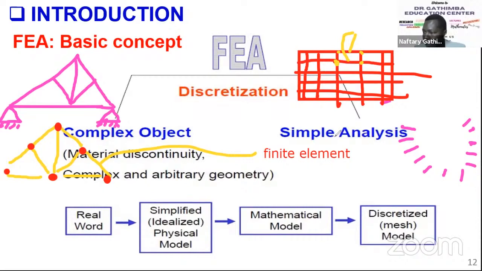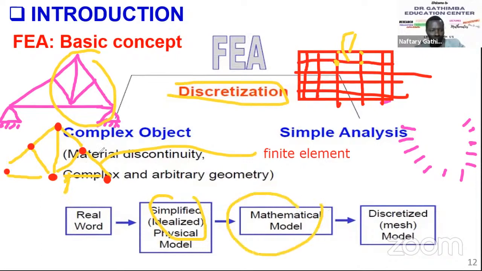Once we have that mesh, this is a basic concept. I was explaining the basic concept. I don't want to go ahead of myself because we said we are going step by step. So we have a complex object in reality. We break it down through discretization. We are going to have elements and nodes, a simplified physical model. Then we can have a mathematical model. That is, for each element, we get the mathematics, the equation, and this will be a simple algebraic equation. And then for the overall body, we have the discretized mesh. Okay, let me stop there.